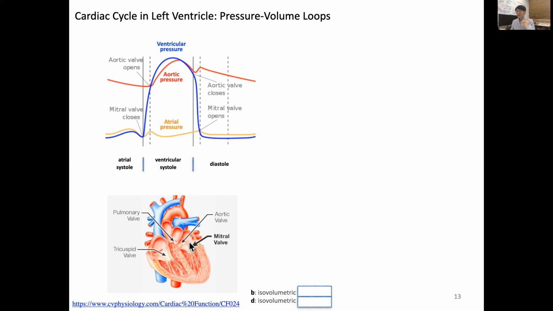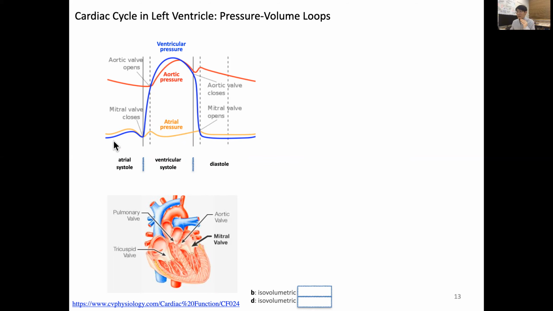While the atrium, which is connected to the left ventricle, the pressure is not that high. So this is atrial pressure, here in yellow. And then the aorta, which of course, when the aortic valve opens, is pretty high pressure. So aortic pressure is in red. So let's look at it one by one here.